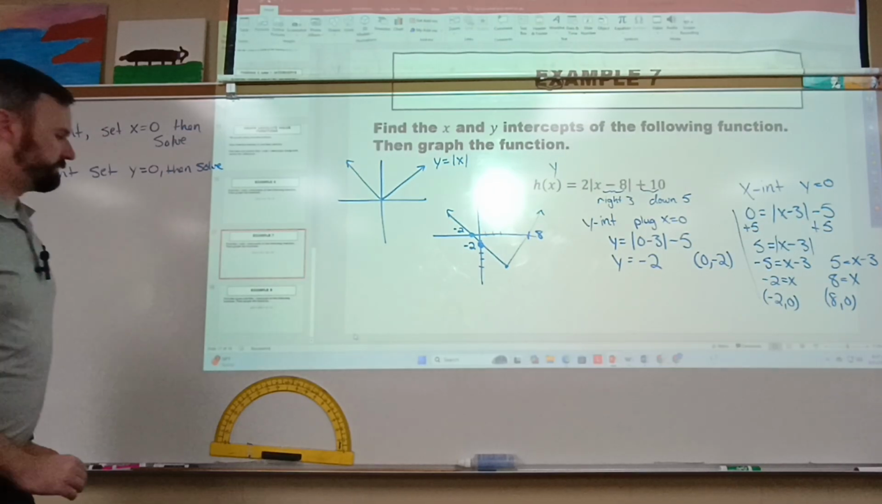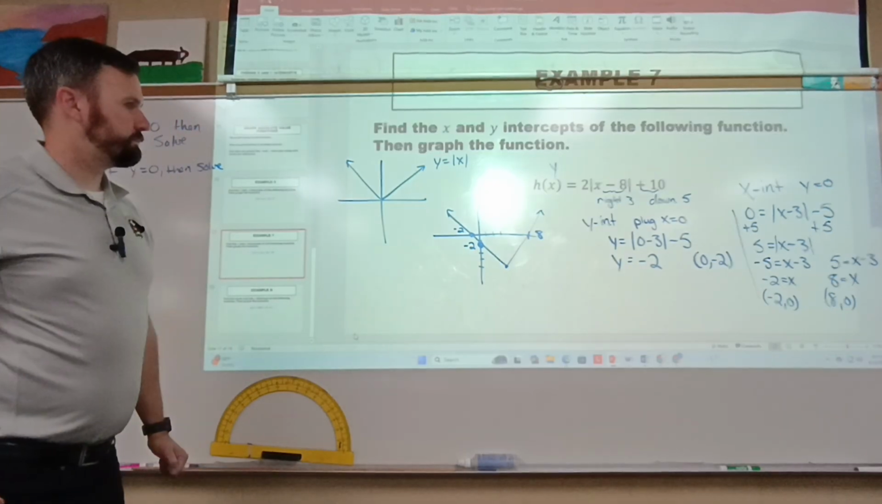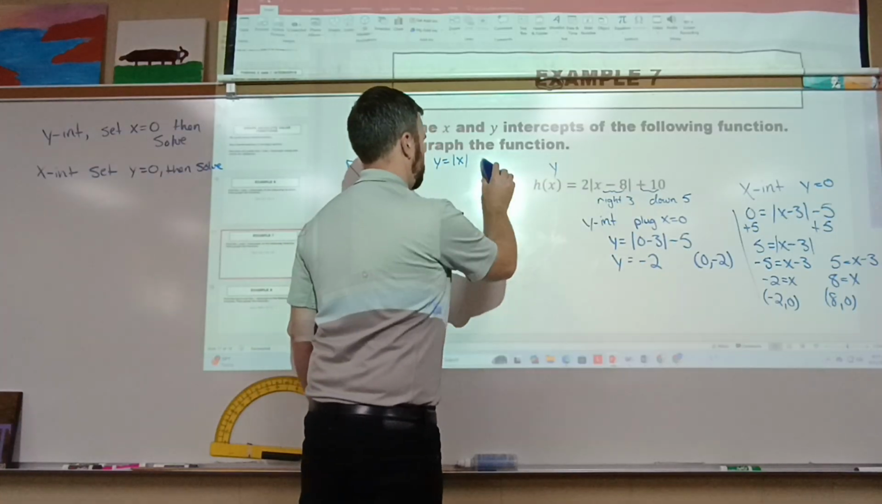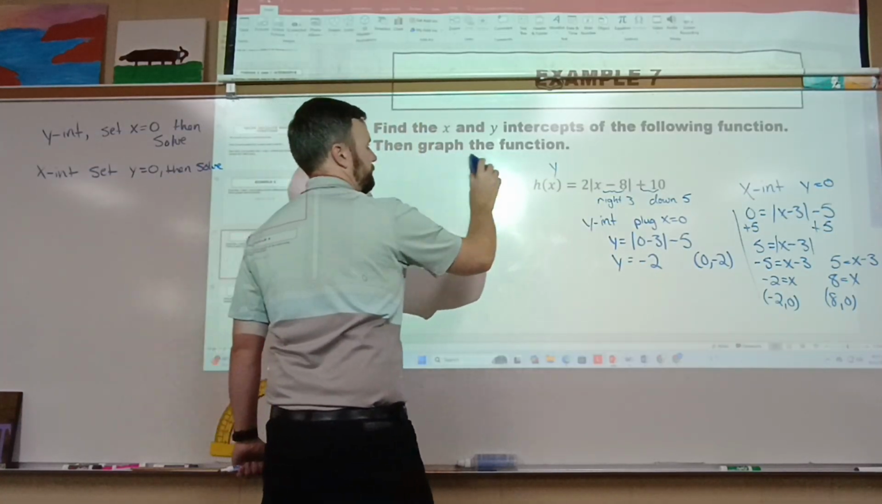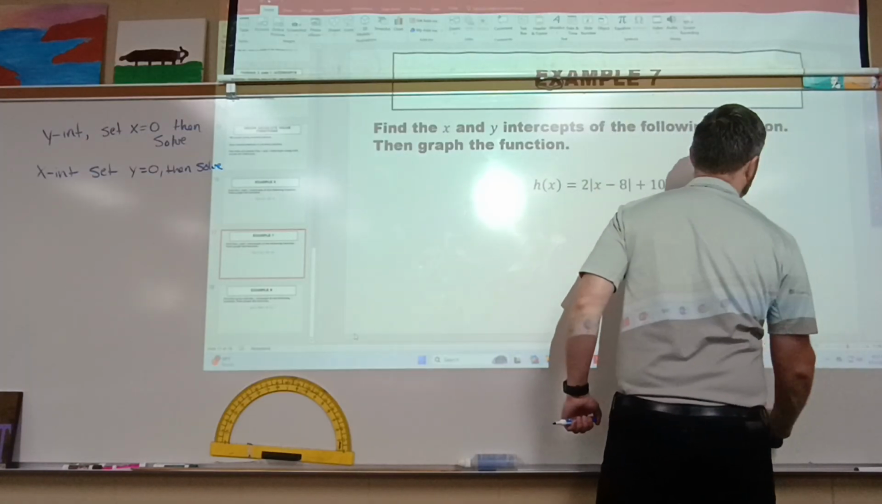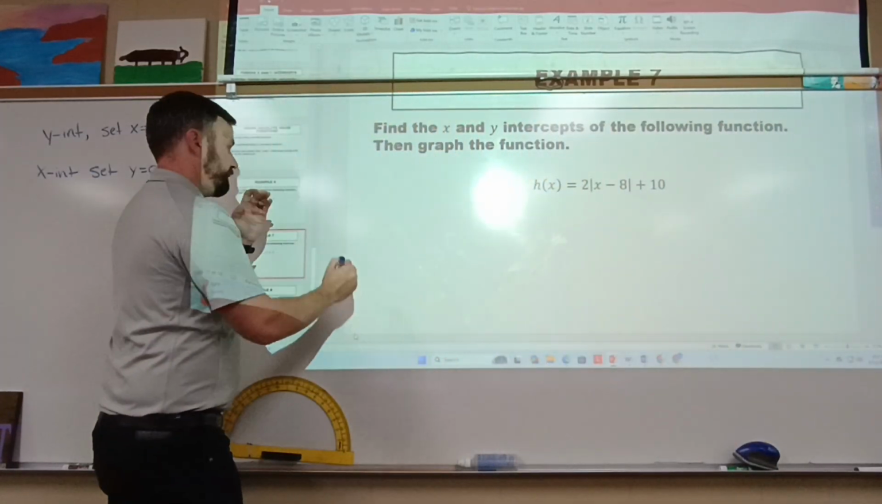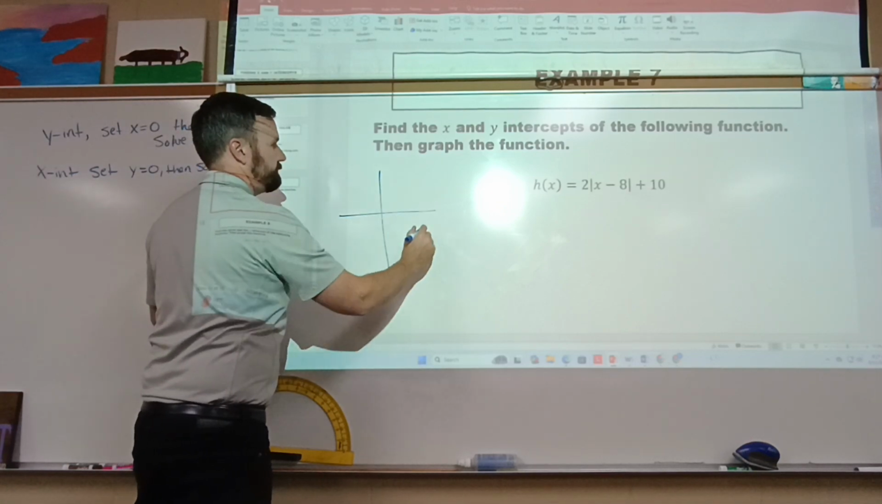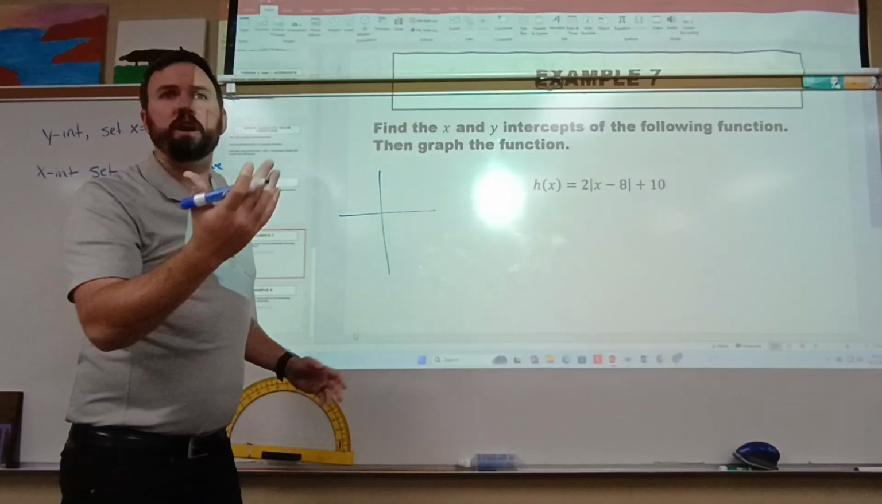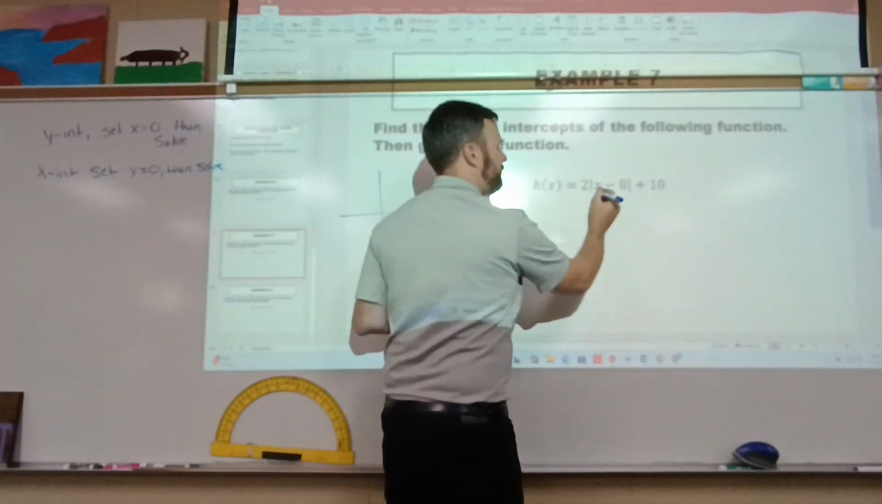All right, let's do this one. This one will save us some math, though. We're going to have to do a little bit less math, because I'm going to sketch the transformation so I can kind of see what's going on.